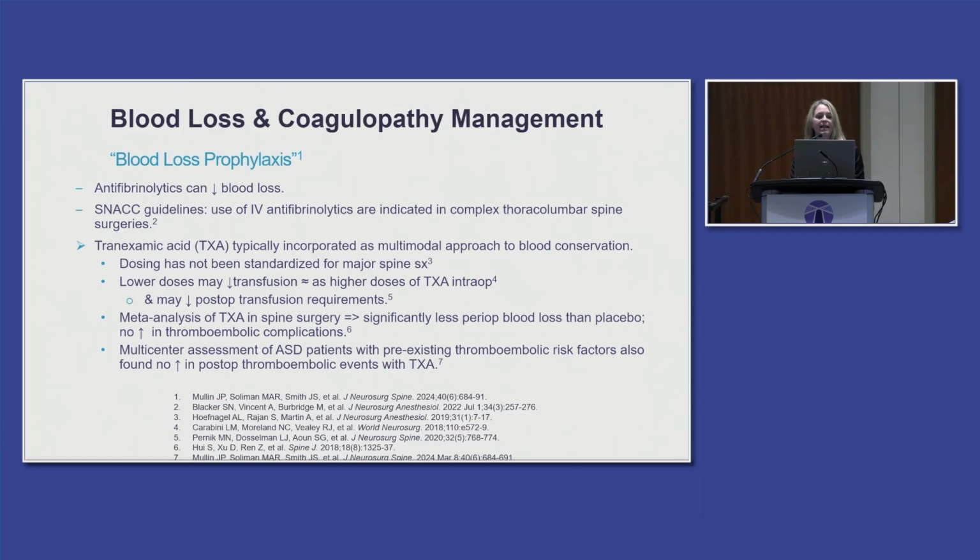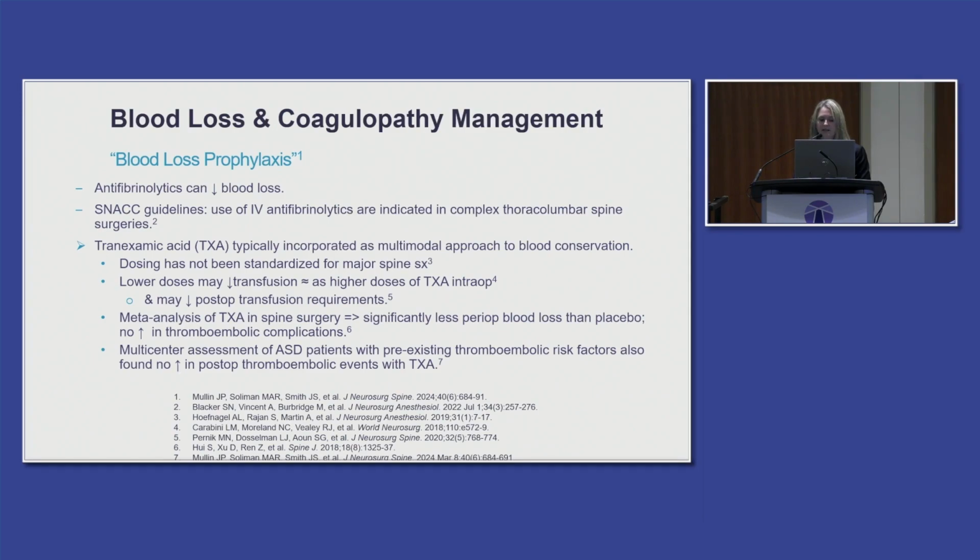I like the term blood loss prophylaxis, which is from Mullen et al. Part of that is antifibrinolytic use. The SNAC guidelines indeed do say that the use of IV antifibrinolytics are indicated in complex thoracolumbar spine surgery. The lysine analog tranexamic acid is the one that's most commonly used, but dosing is not standardized in major spine surgery. Lower doses may decrease transfusion about as much as higher doses and may decrease postoperative transfusion requirements.